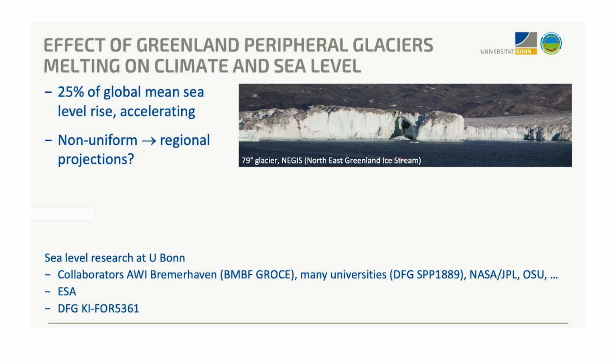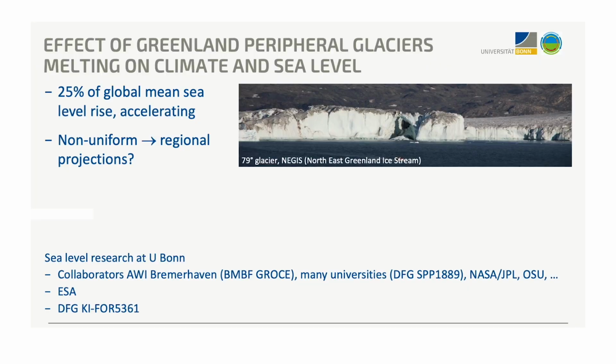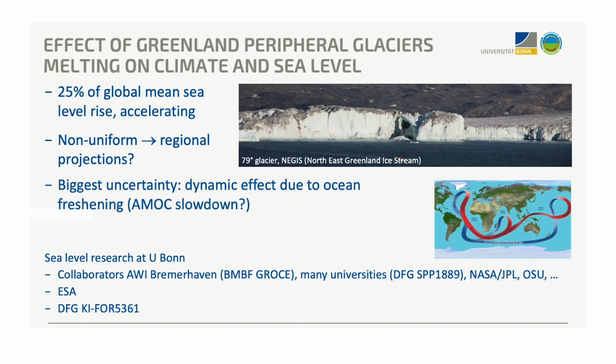Now, coming to my first example, we know that 25% of the current rise in global sea level is actually caused by the melting of the peripheral glaciers in Greenland. And the world's oceans do not rise like a bathtub, it's not uniform. You will see this on my next slide.